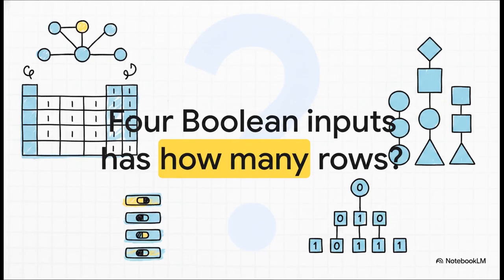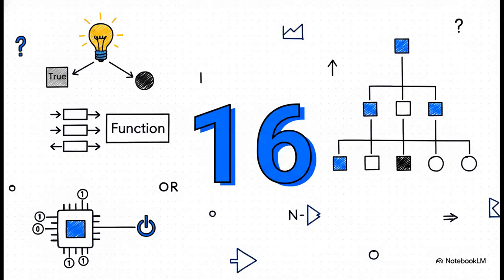Okay, let's test your understanding real quick with a classic AP exam question right from our source text. A truth table for an expression with 4 Boolean inputs has how many rows? Take a second to think about how that mathematical scaling actually works. Got a guess? The answer is 16. And here's the trick to figuring that out. Because each input can independently be a 0 or a 1, false or true, right? You just use the rule of 2 to the power of n, where n is your number of inputs. So 2 to the 4th power gives us exactly 16 distinct rows.